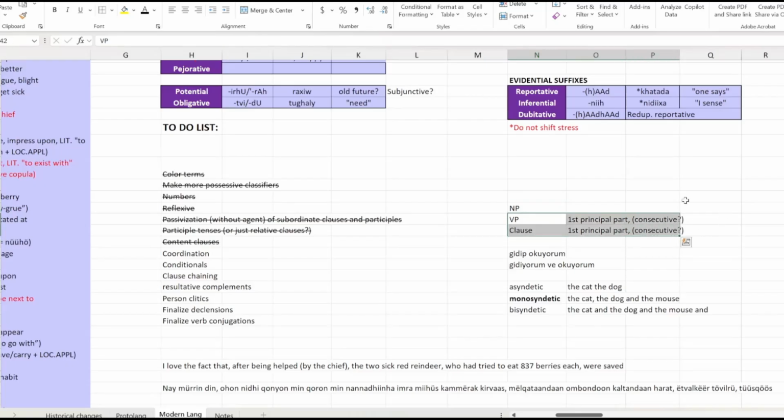In which case, do you just use the first principal part? Or is there a consecutive converb? Or is there some other converb that is specifically used in coordination? Because in Turkish, as far as I'm aware, this ip form is pretty much always used in sentences that we would translate in English with coordination. And there are other converbs for while and when, etc. So what do we want to do here?